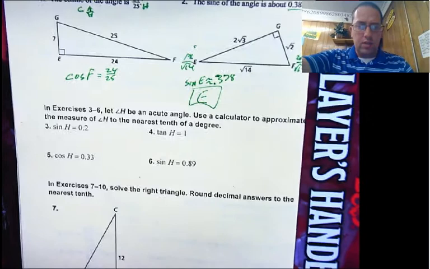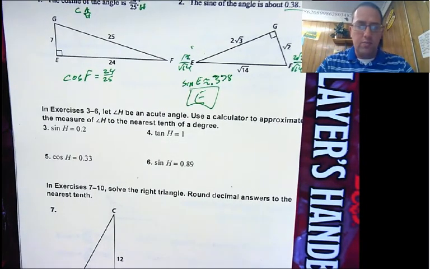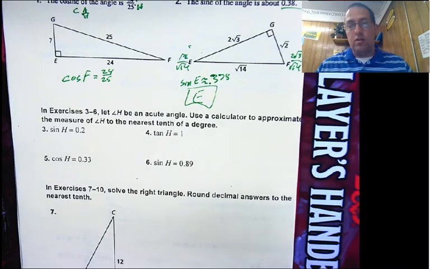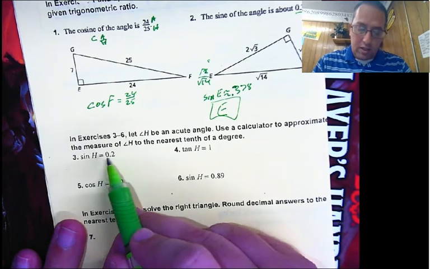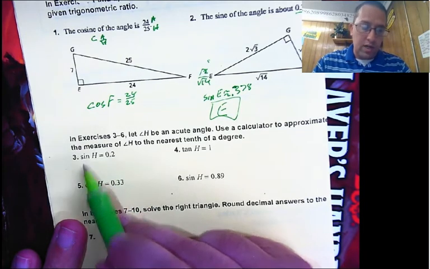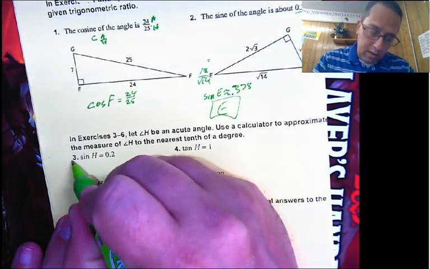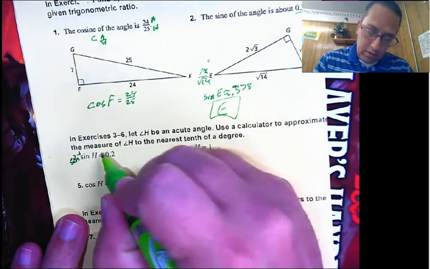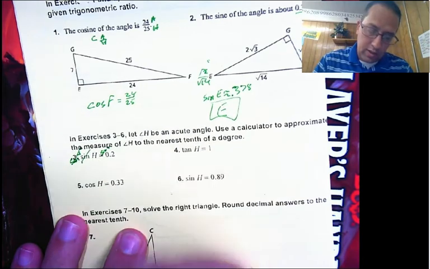Exercises 3 through 6. Let H be some acute angle. Use the calculator to approximate the measure of angle H to the nearest tenth of a degree. So all we're going to do here is use the inverse ratios. If the sine of H is 0.02, we want to get rid of the sine. So we want to undo sine, and so what we have is the sine inverse. Sine inverse is going to cancel out the sine.